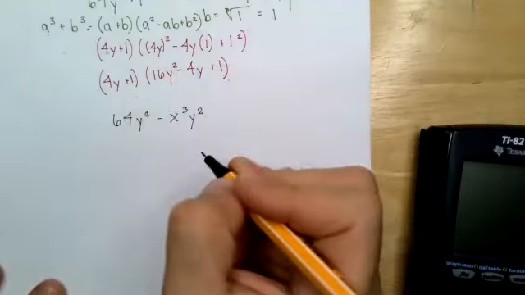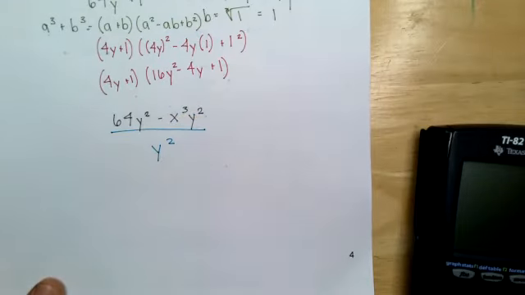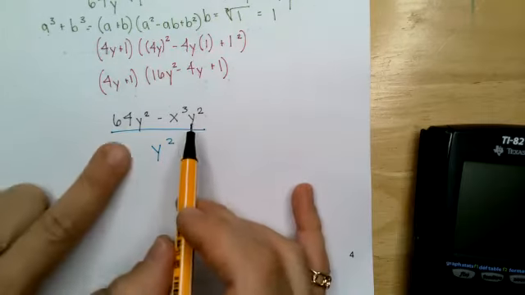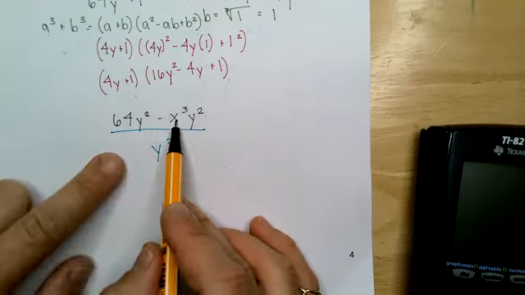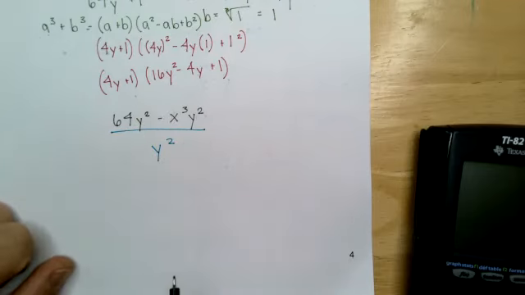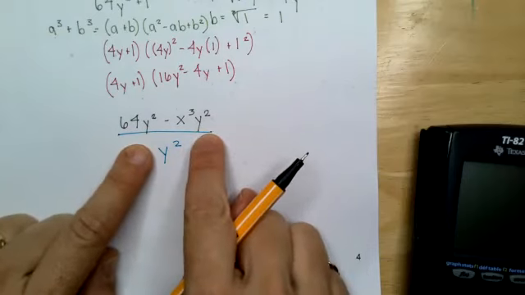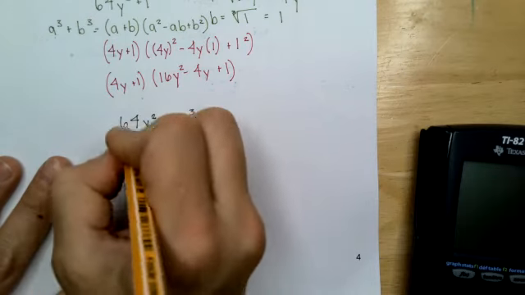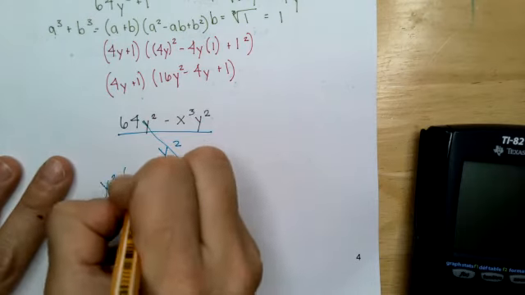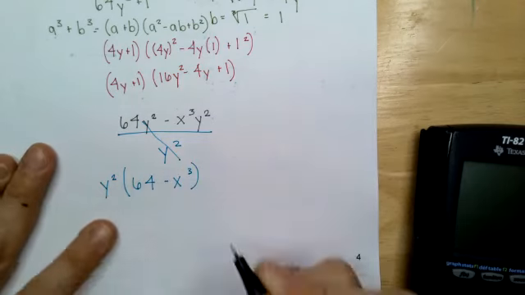You can factor out a y squared. Okay, the first thing you need to do is factor out a y squared, because 64 is a perfect cube and x cubed is a perfect cube, but y squared isn't a perfect cube, right? So if there's anything common to both of them, you can take it out. So now we have that y squared times 64 minus x cubed. So now we know what to do, right?